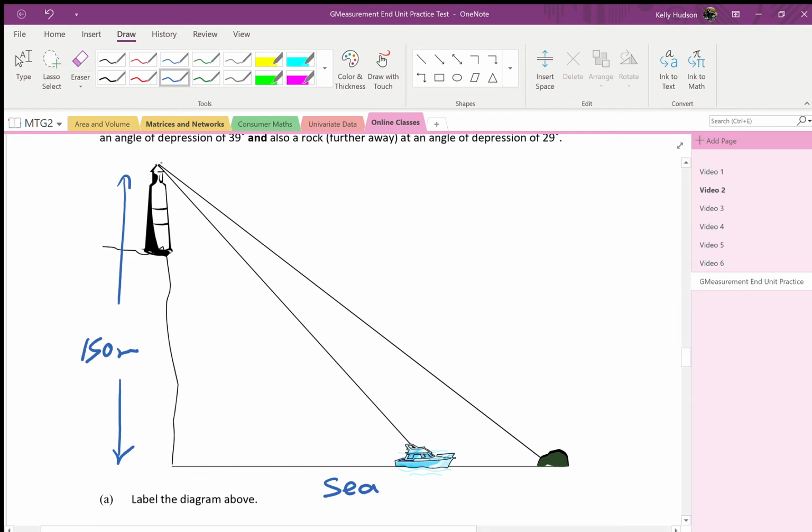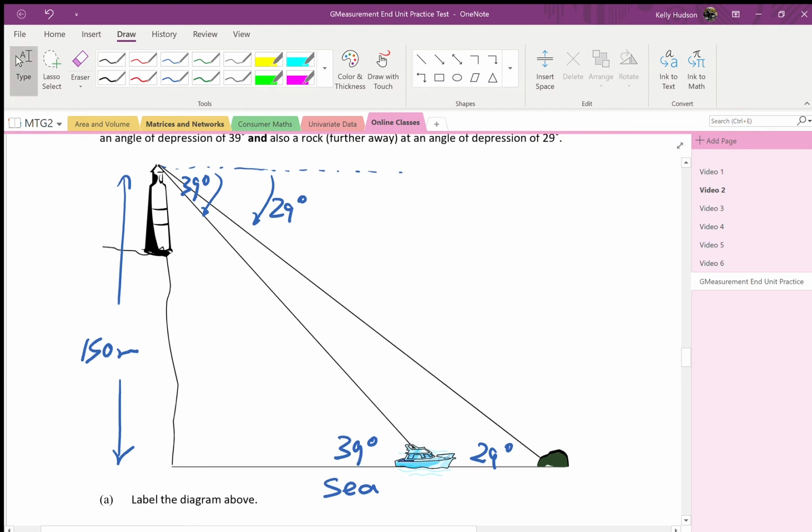So an angle of depression, so if I put a dotted line here, I can put down my angle of depression. So one is to the boat and the other is to the rock. So the angle of depression to the boat is 39 degrees. So this is 39 degrees, which means that this is 39 degrees. And the angle of depression to the rock is 29 degrees. So this is 29 degrees. So this one here has to be 29 degrees.